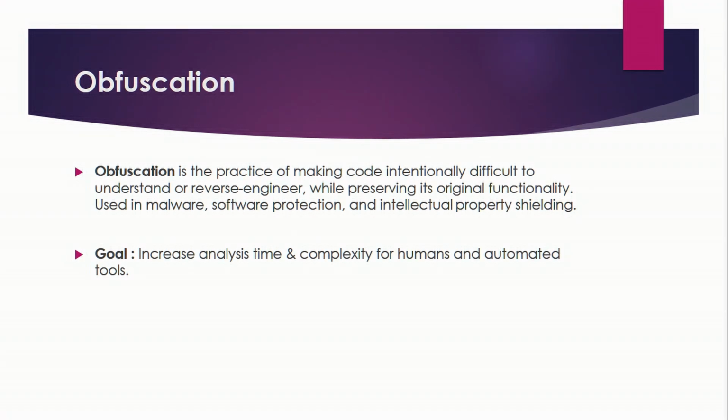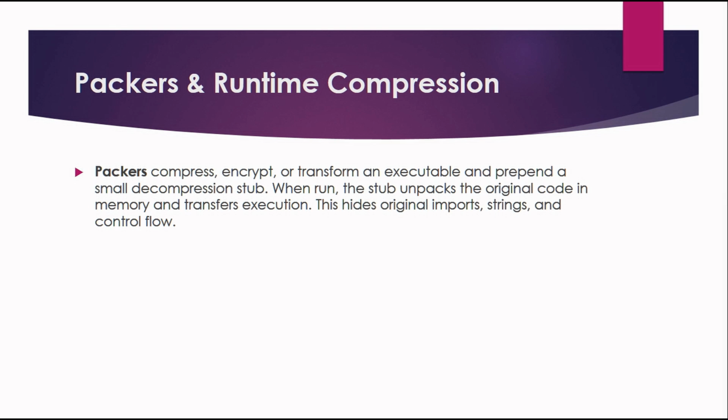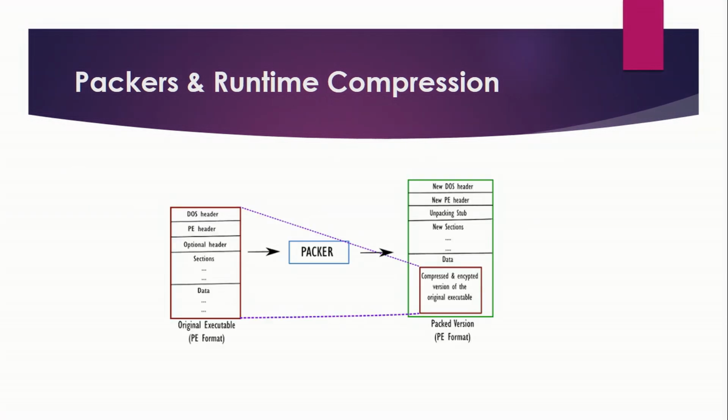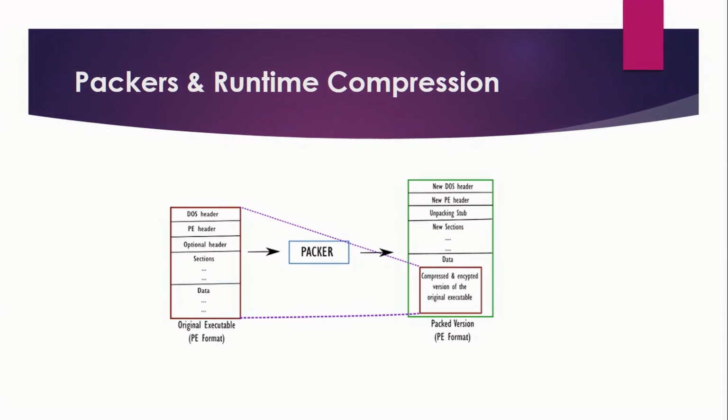One of the most common forms of this is packers. Now packers are basically like zip files for executables, but smarter. They compress, encrypt, or transform your executable and slap a tiny decompression stub at the front. When you run the file, that stub unpacks the original code into memory and hands over control. It's like a bouncer that lets the real code in only when it is showtime. This image here gives you a super simple visual of how packers work. But do not worry, we will also see it in action later.